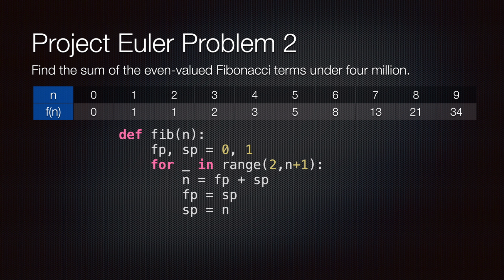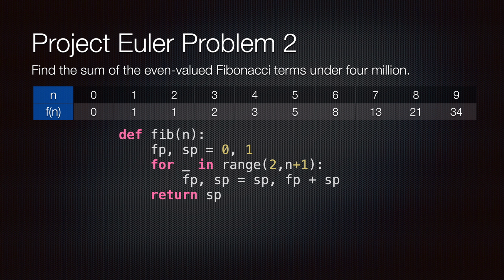Would you agree that we can use tuple packing and unpacking to simplify the first 2 lines of our function? Would you agree that our return value should be SP, the second previous? And finally, would you agree that the function parameter n is confusing with the use of that temporary variable n inside the for loop, and we can get rid of that temporary variable using tuple packing and unpacking?